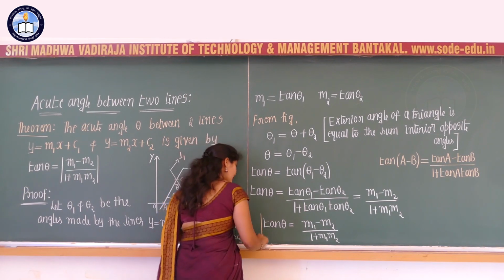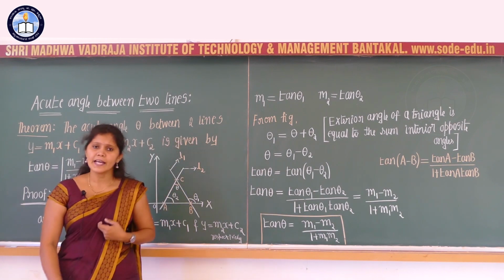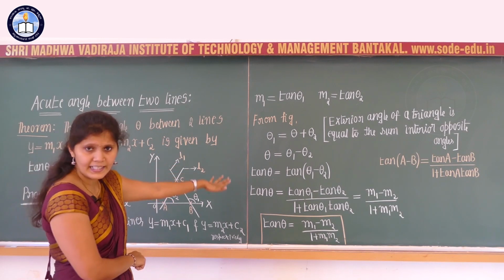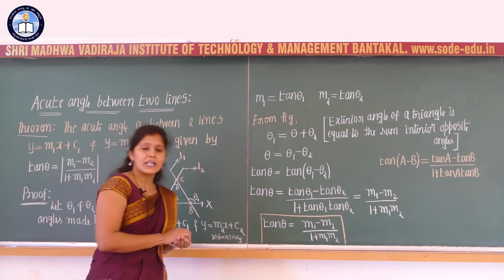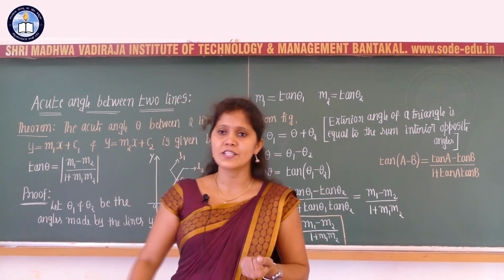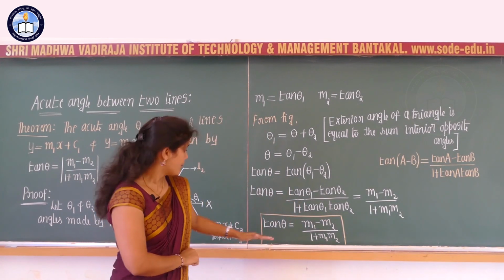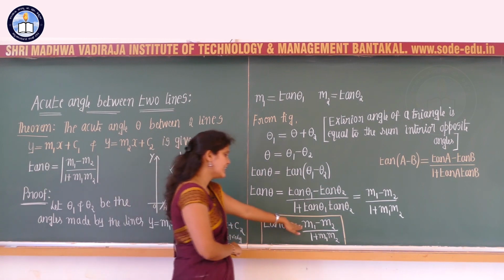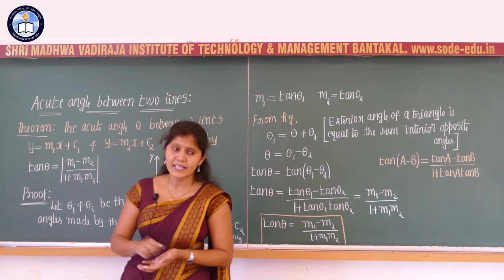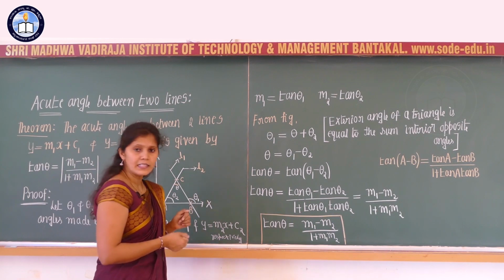M1 minus M2 divided by 1 plus M1 into M2, where M1 and M2 represent the slope of the first line and the second line respectively. So if any line is given in the slope intercept form or general form, that is the general equation of a line, then you can get the angle between the two lines by using this formula, that is tan theta equal to M1 minus M2 divided by 1 plus M1 into M2, where M represents the slope of the lines, clear? Slope of the lines.